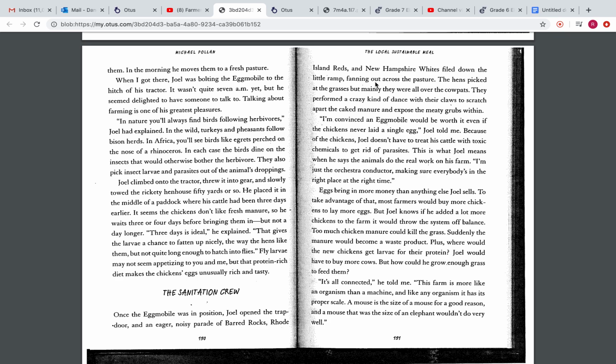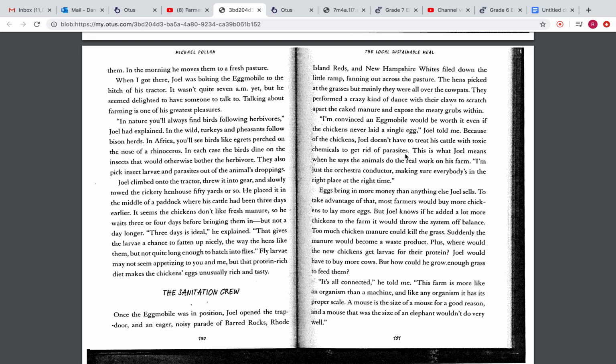All right. Everything is done naturally there, and we can look to some of these examples. For instance, let's look at here. Because of the chickens, Joelle doesn't have to treat his cattle with toxic chemicals to get rid of parasites.